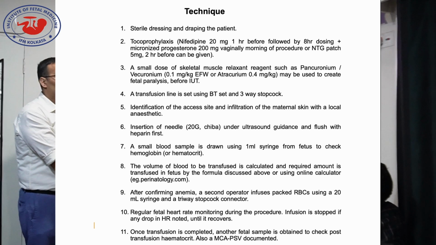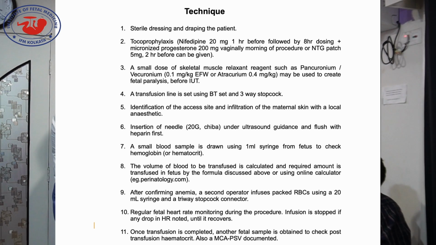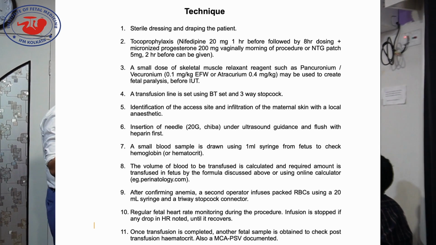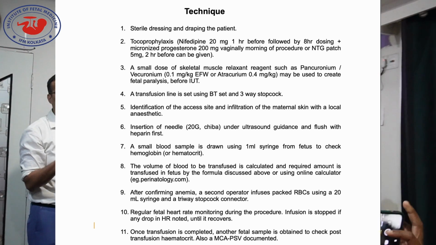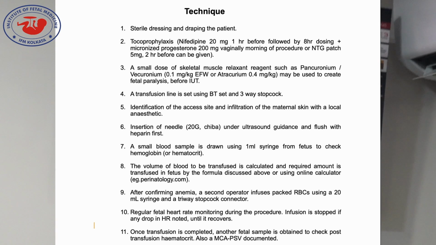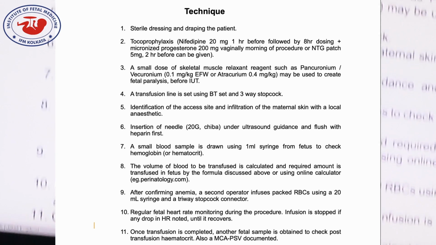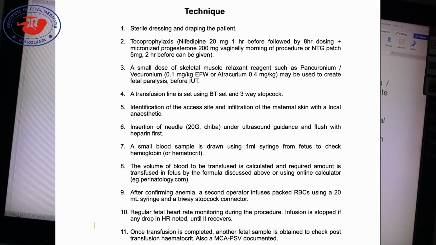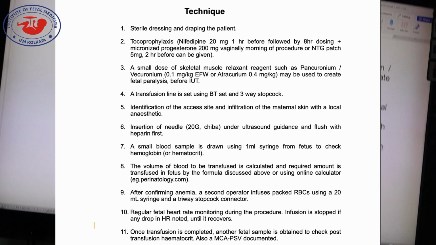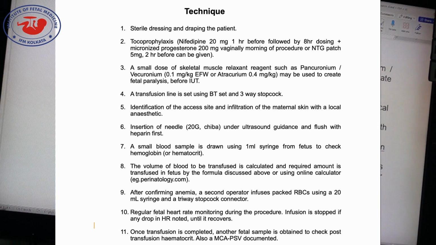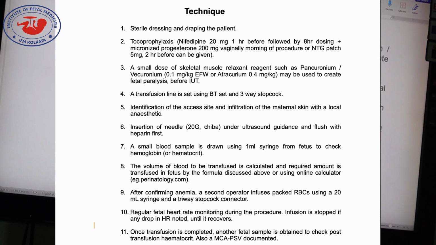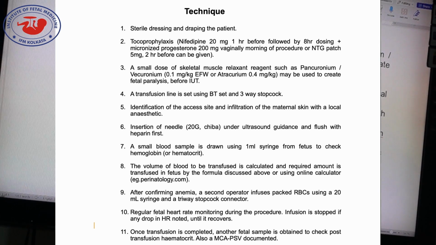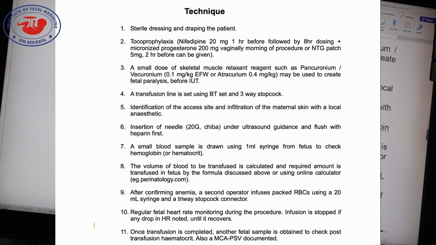So this is the tocolytic agent. Then a small dose of muscle relaxant if you want to give. If you want to give pancuronium or vecuronium, we always have that with us, whether we give it or not, it is there in the OT. Suppose I wish to give because the baby is very active, I will be able to. So we have this in the OT: pancuronium or vecuronium at 0.1 milligram per kg, and atracurium if you have, then 0.4 milligram per kg.